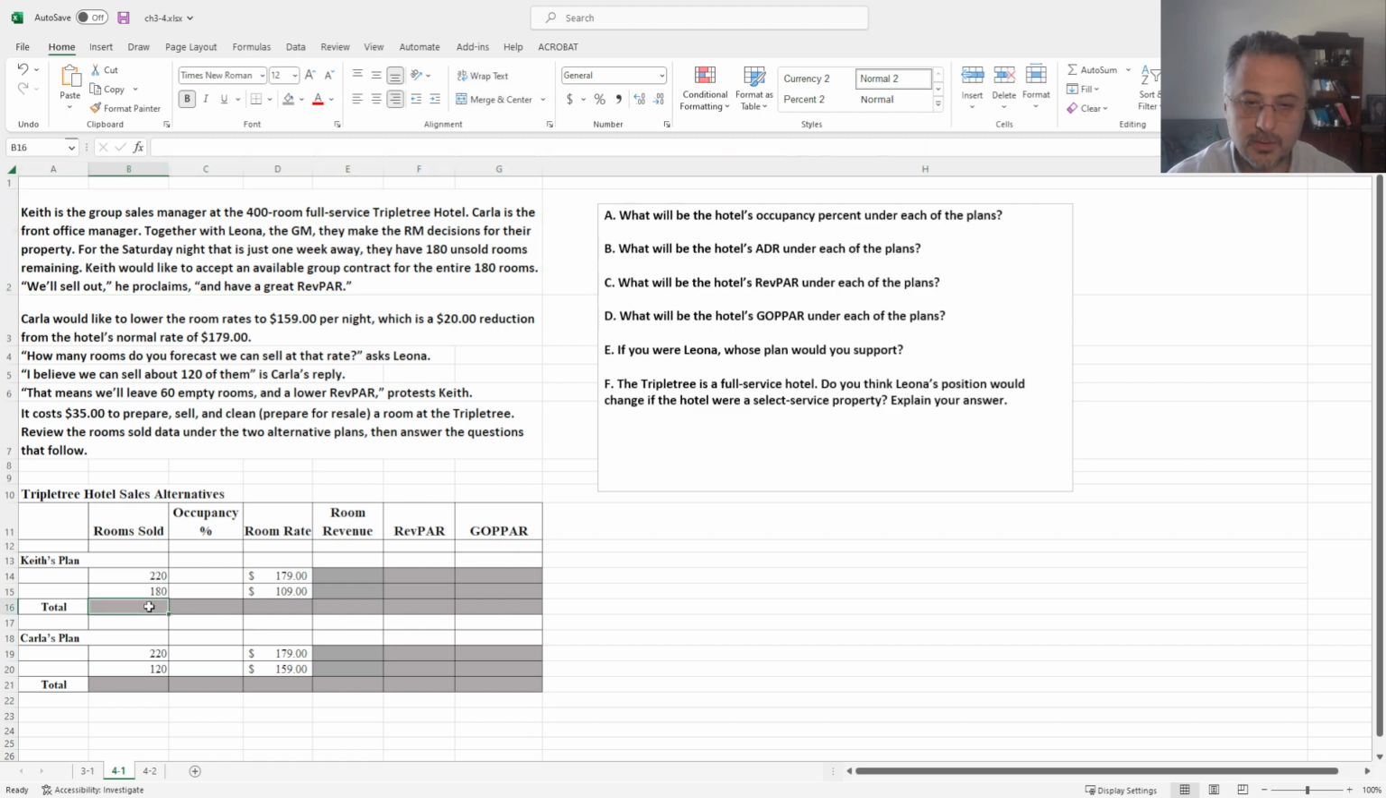Okay, hopefully you worked on the questions and solved them yourself, but let's go over them. First thing is, as usual, let's try to fill out what we can. First thing is the rooms sold. By the way, this is Kate's plan and this is Carla's plan. Let's start with Kate's plan. In her plan, 400 rooms are sold, which is the whole property. But just in case, let's do the calculations here. So the occupancy rate is going to be 100%.